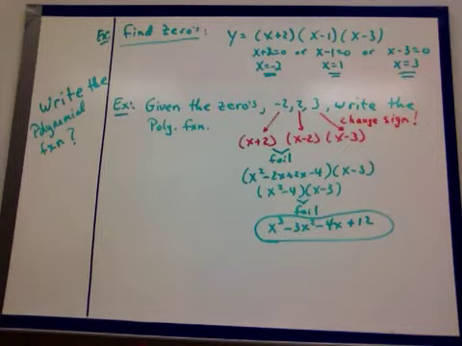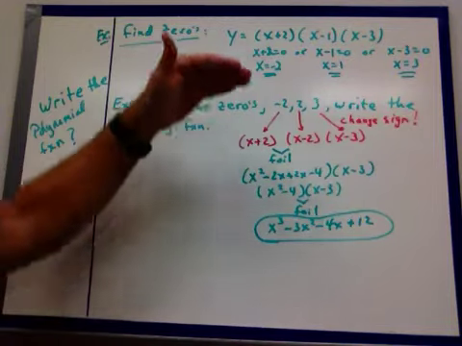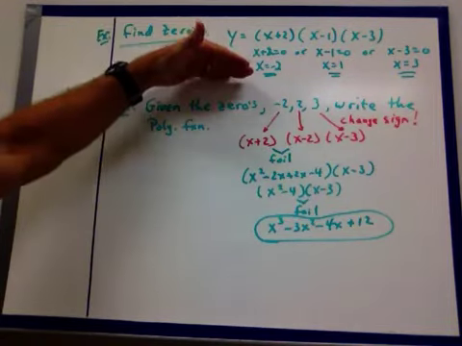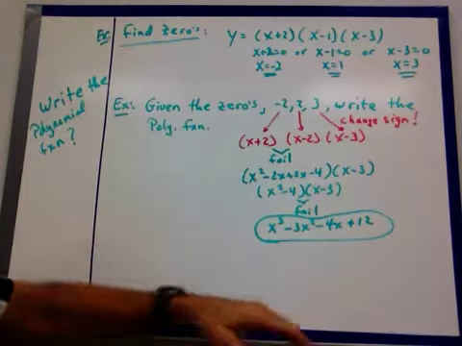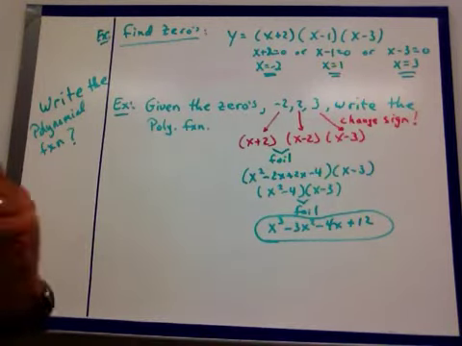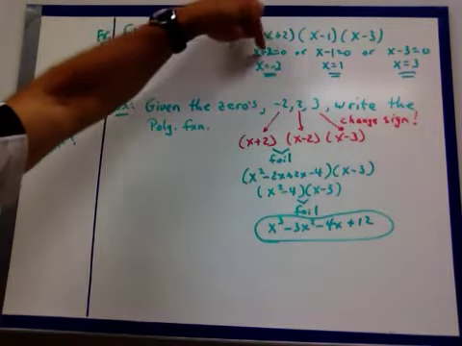Write the polynomial function if you're given the zeros. Now we're working the other direction. Up here we had the function and had to find the zeros. Now we've got the zeros and we want to get to the function. Remember, when we did this, we set it equal to 0.